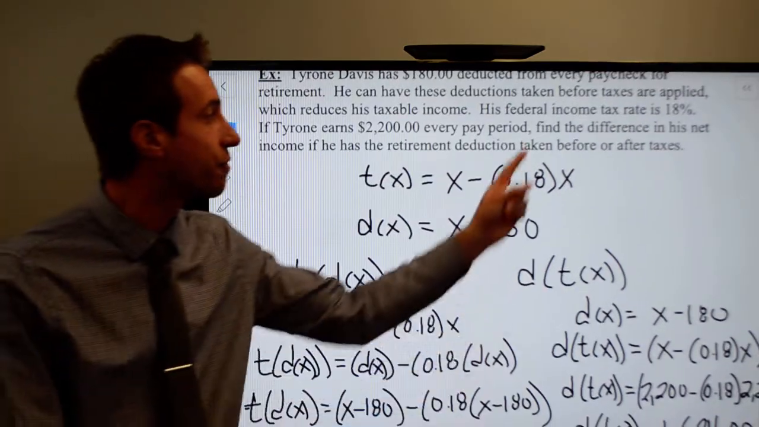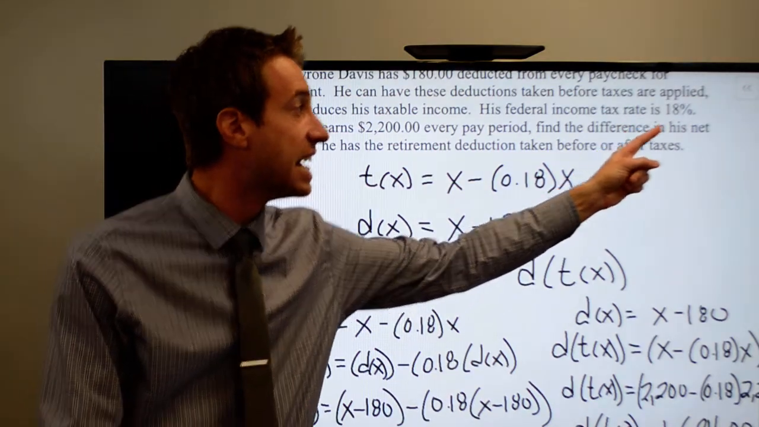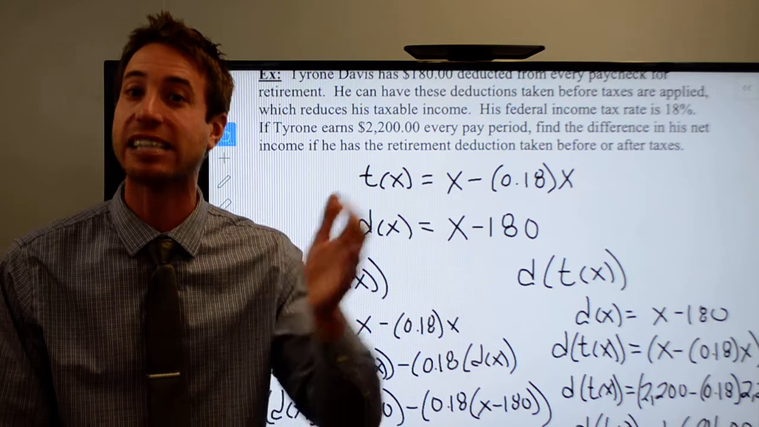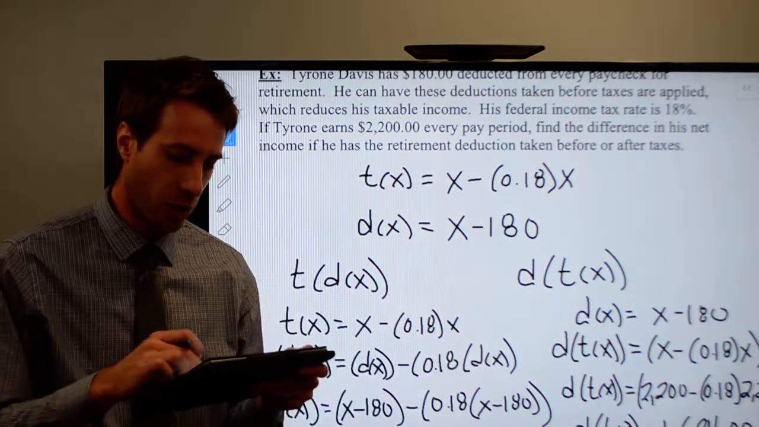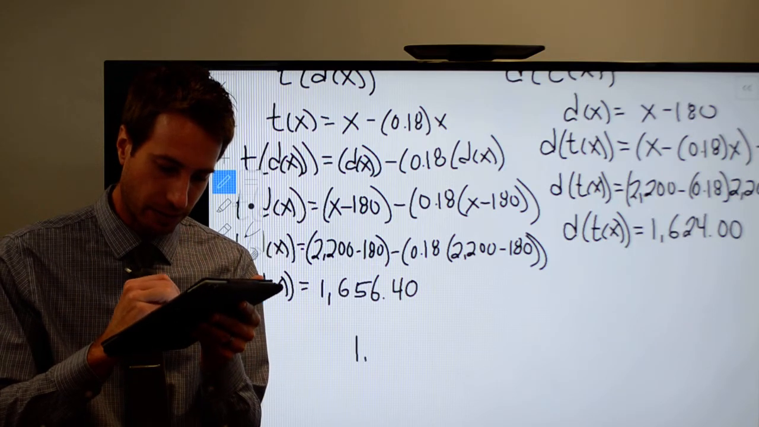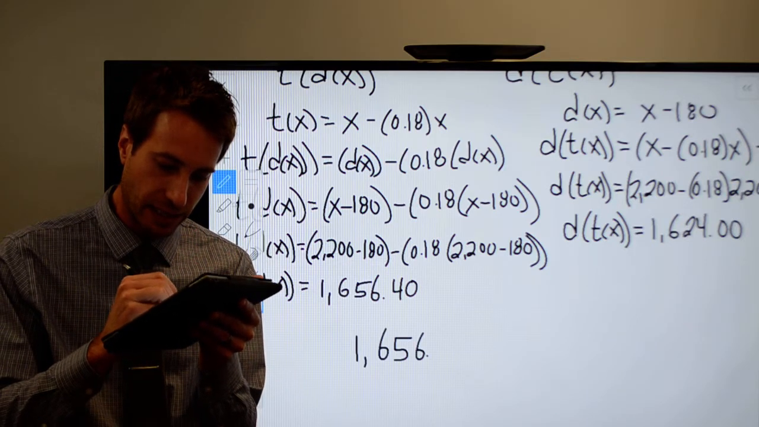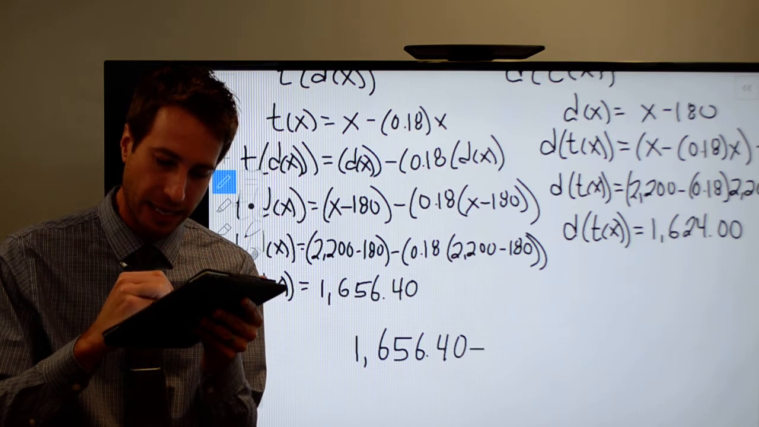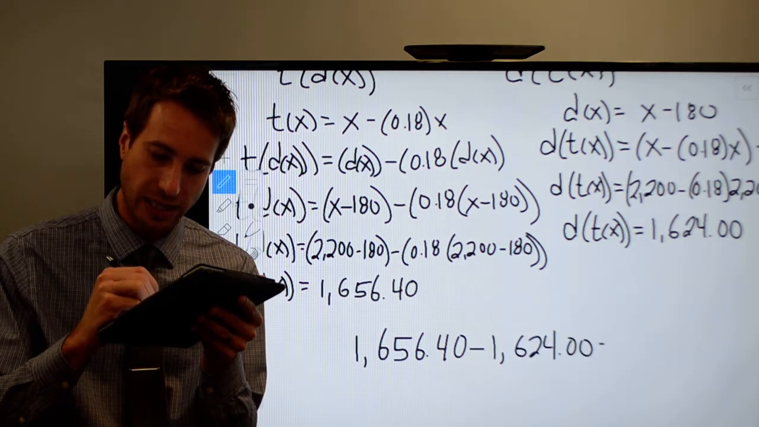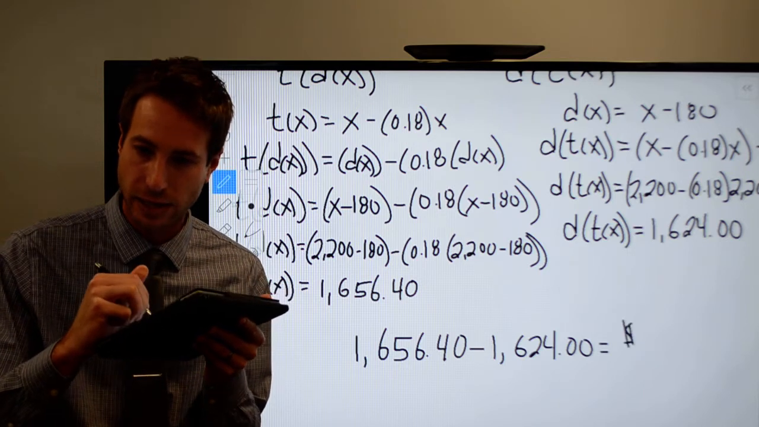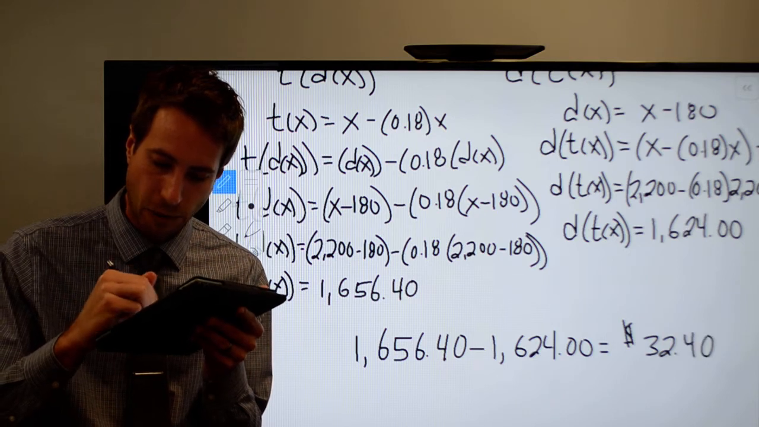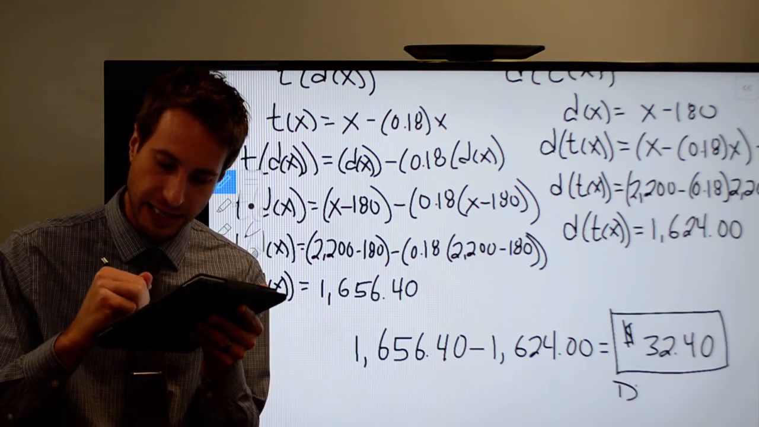Now, keep in mind what you were asked to do. You were asked to find the difference in his net pay. Find the difference in what Tyrone takes home. So here we go, the difference. $1,656.40 minus $1,624.00 means a difference of $32.40. This is the difference.